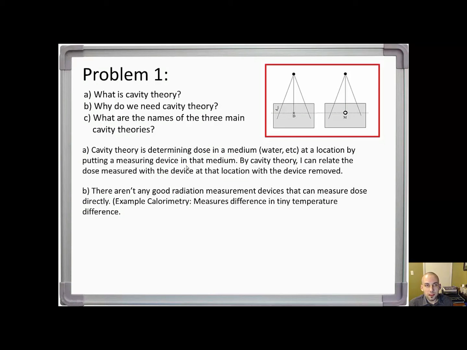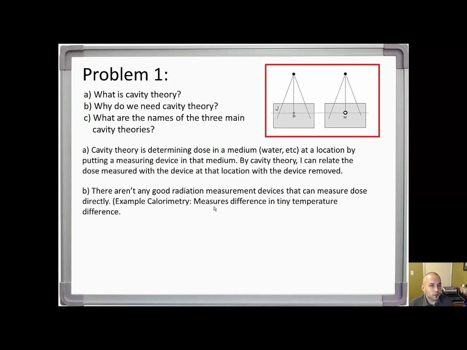Part B. So why do we need cavity theory? Well, essentially there aren't any good radiation measurement devices that measure radiation directly. The closest we have is calorimetry, and that measures a difference. It's a very small difference in temperature. But as you can imagine, you're going to run into many other problems. If it's only measuring a small difference in tiny temperature, there are going to be other problems with that type of measurement device.